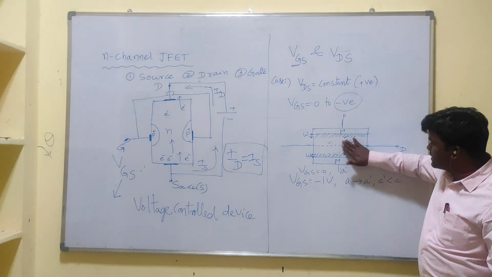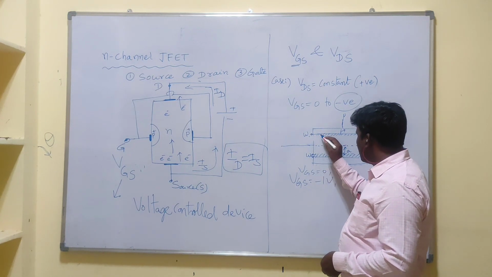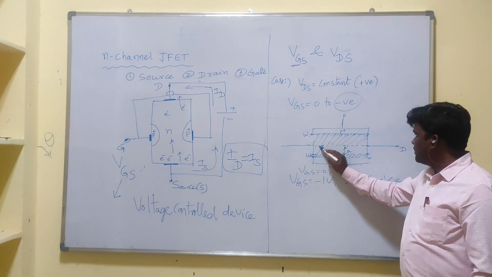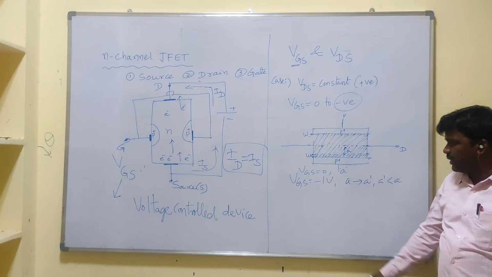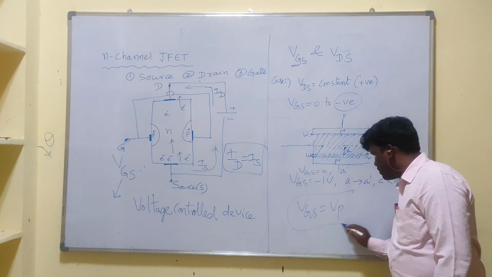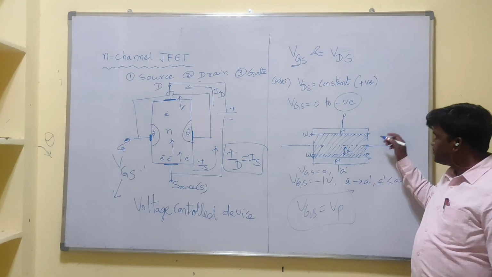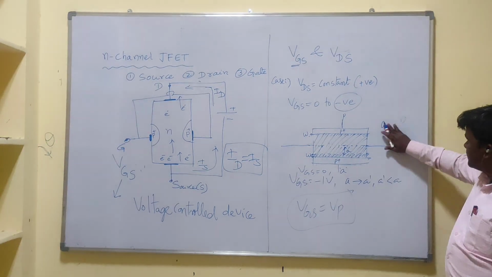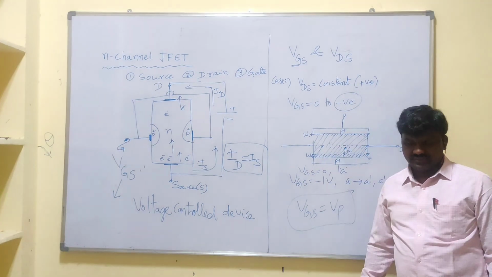And if you increase this further, these two depletion regions increase, this side and this side, and they will touch each other, and the channel will be pinched off at a particular value of this VGS. That voltage is called the pinch off voltage. In that case, A becomes 0. Or else, the width of the depletion region increases.